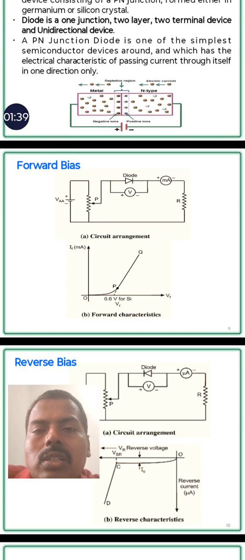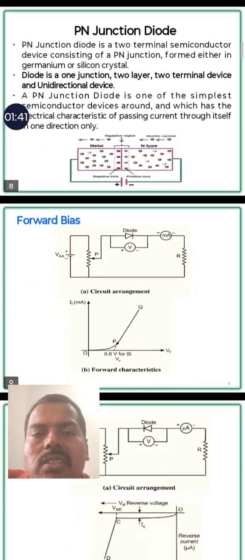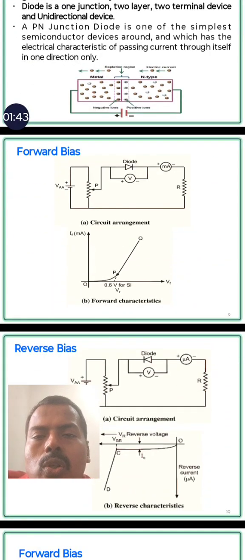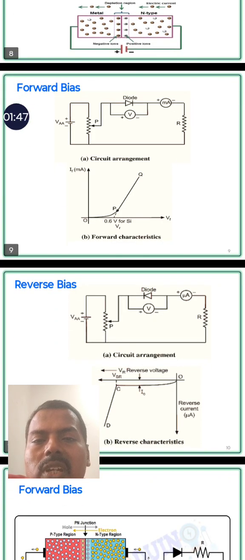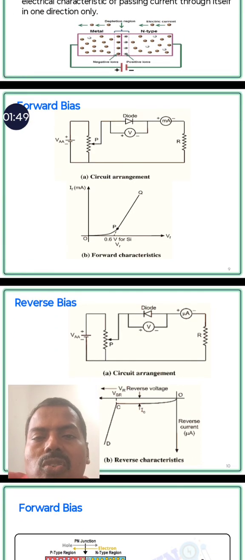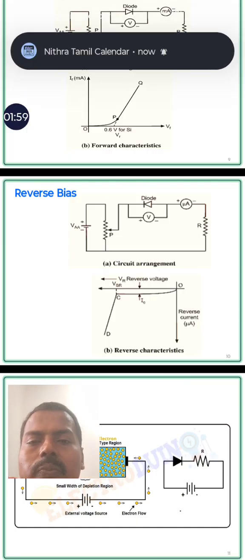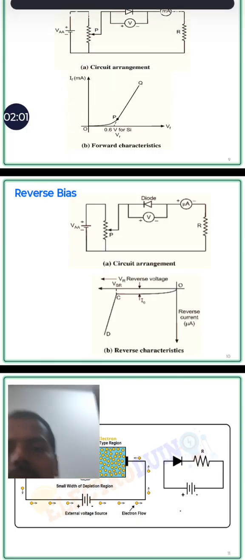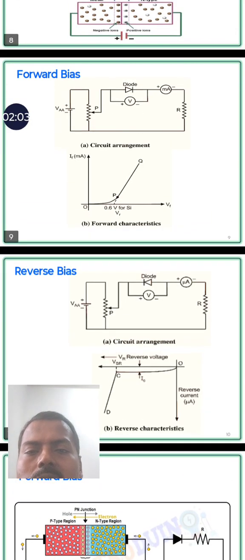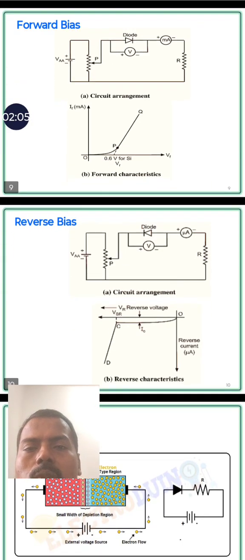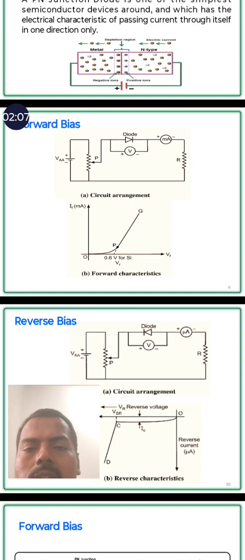Here the PN junction diode is operated in two biases. One is forward bias, another is reverse bias. When the positive is connected to the anode with respect to the cathode, that is called forward biasing. In reverse biasing, the positive is connected to the cathode with respect to the anode. So that is the reverse bias. The characteristics are also given in the diagram.